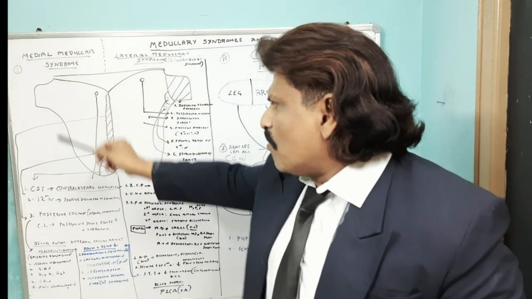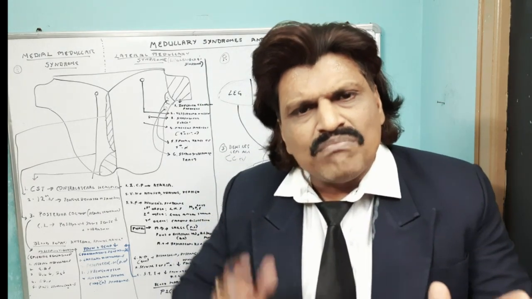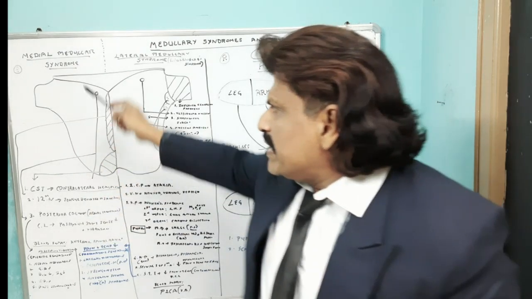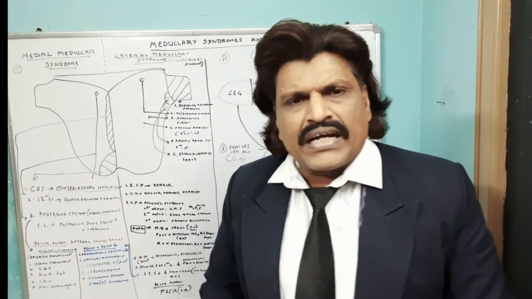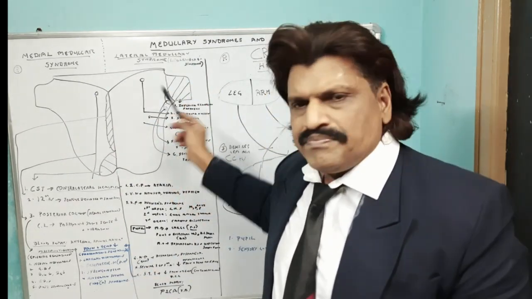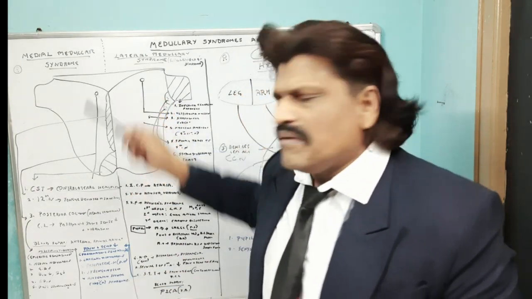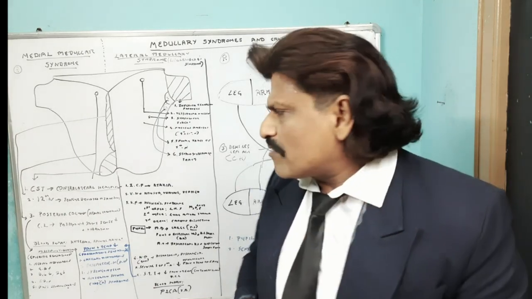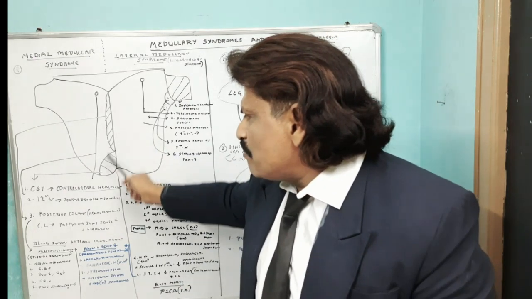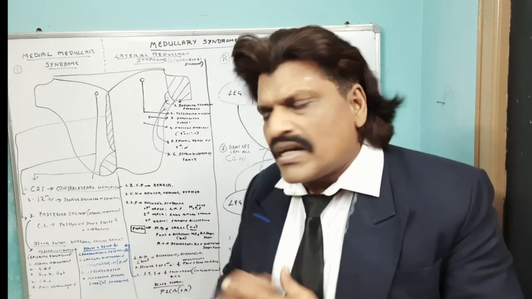Right, this is the medulla oblongata. Basically there are two syndromes, medial medullary syndrome and lateral medullary syndrome. As the name suggests, medial medullary syndrome affects the medial part of the medulla oblongata, and the lateral medullary syndrome, that is Wallenberg syndrome, affects the lateral part of the medulla. The important structures which get affected in the medial medullary syndrome, the first is the corticospinal tract, which is placed medially. When the corticospinal tract gets affected, there is contralateral hemiplegia.